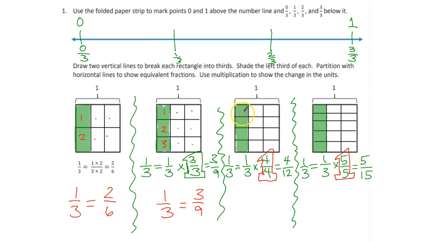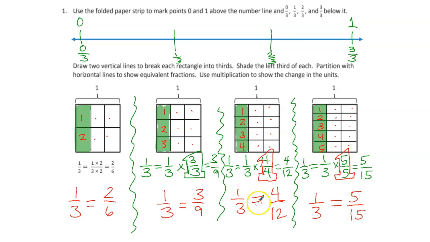We had 1/3, then we partitioned it into 4 parts. So we have 4 out of 5, 6, 7, 8, 9, 10, 11, 12. 1/3 is equivalent to 4/12. Lastly, we had our 1, 2, 3, 4, 5 out of 6, 7, 8, 9, 10, 11, 12, 13, 14, 15. Originally, we had our 1/3. Then we partitioned it. Then we have 5/15.